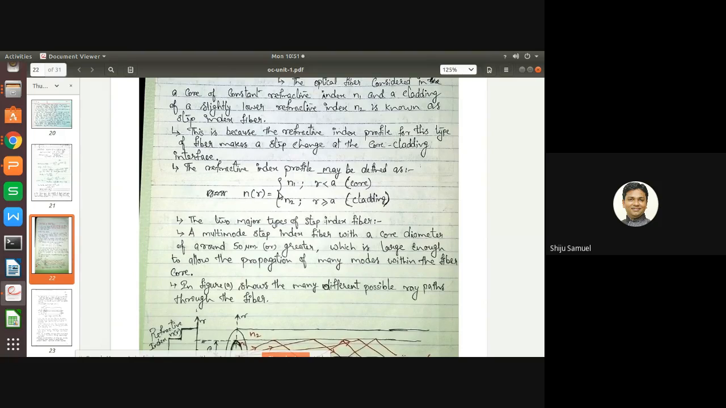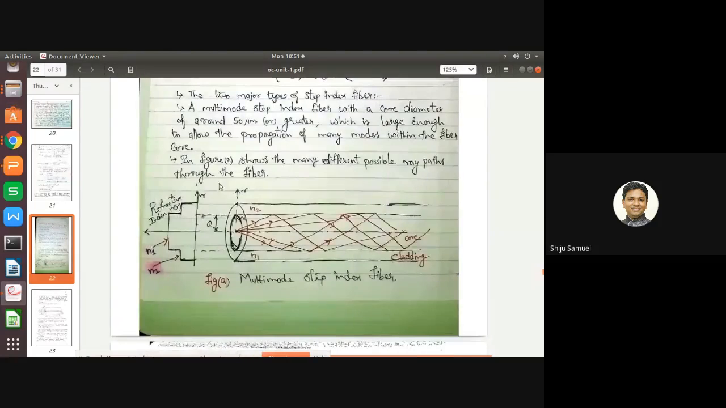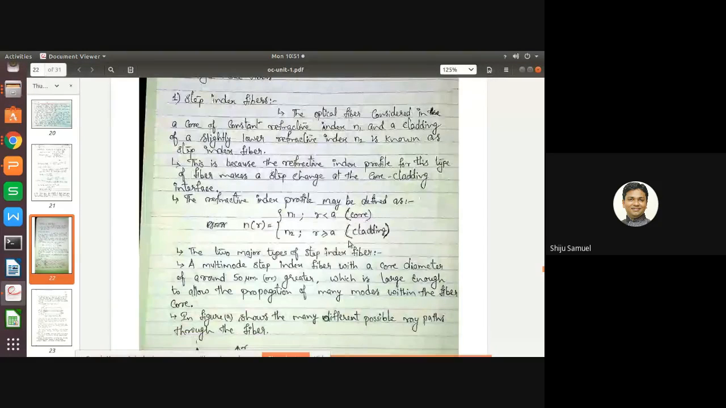Small r is greater than or equal to a. That is the cladding part. So of course, if you are observing, the cladding diameter should be increased. Always the diameter of the cladding is increased compared to the core. In this case, it is satisfied: n of r equals n2. The condition is r is greater than or equal to a. That means the core diameter comes under the cladding category. So this is the refractive index profile.